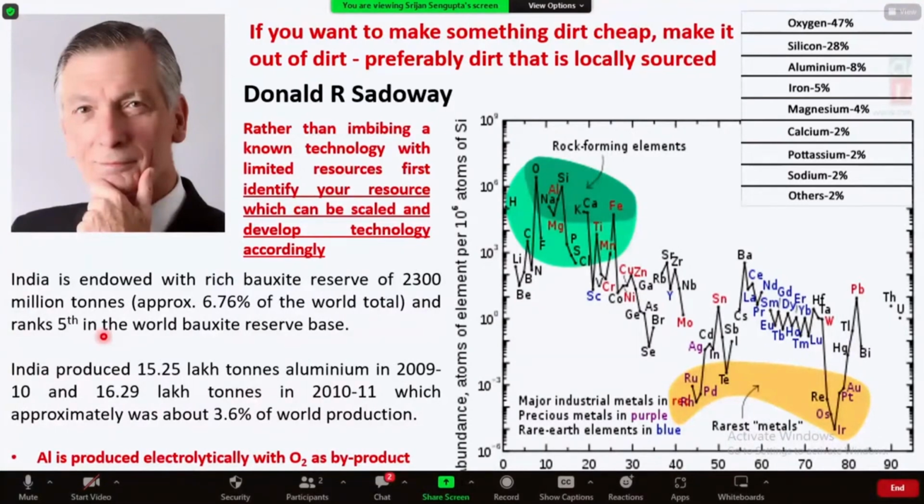So if you see, India has 7% of the bauxite reserve, which gives us aluminium. So why don't we plan a battery based on aluminium? And also aluminium is produced already electrolytically. That means that itself is the charging of the battery, plating of aluminium. So that is already industrially established. So why don't we come up with an aluminium-based battery? And in India, electricity is the cheapest among all the world.